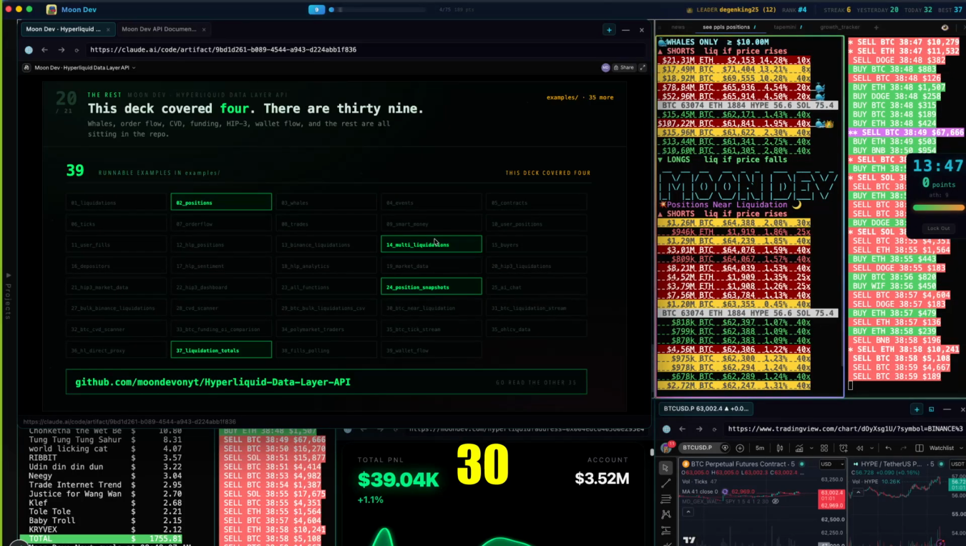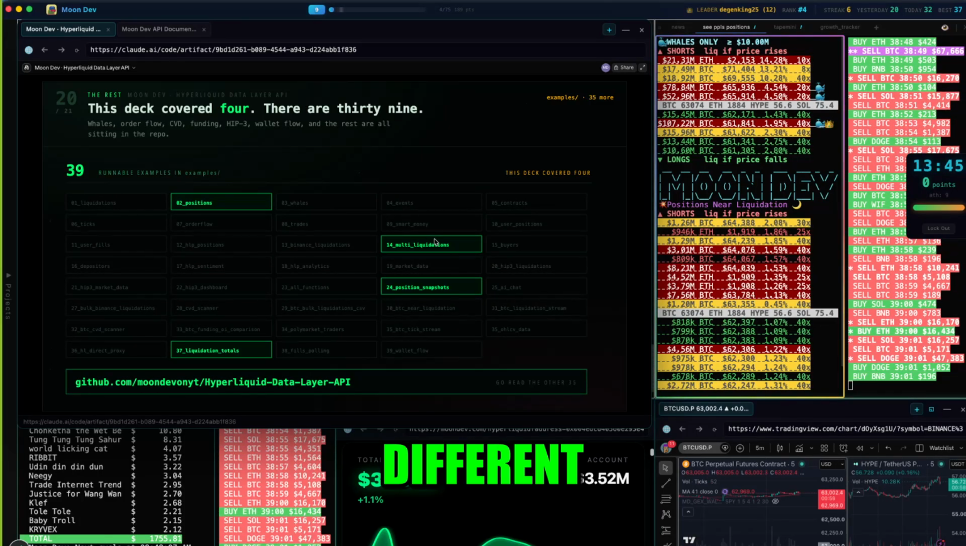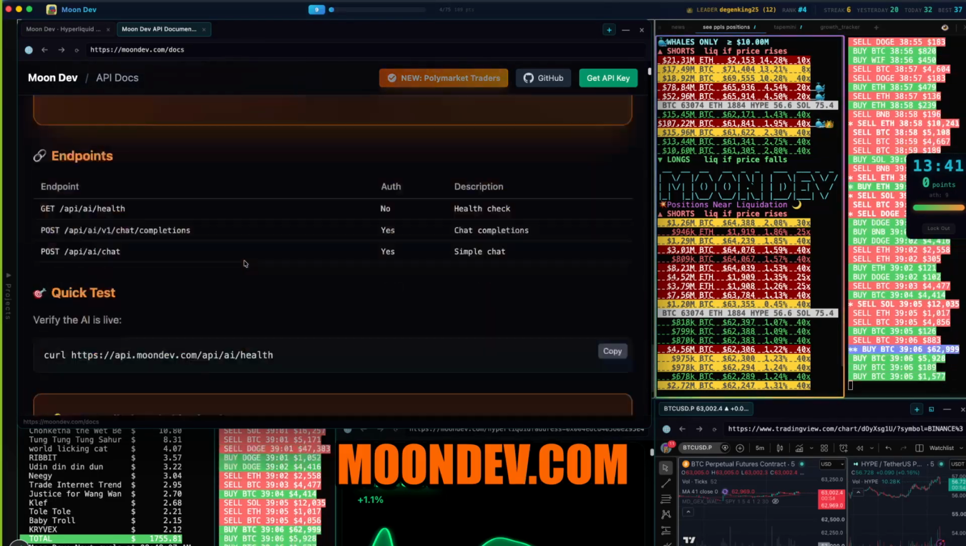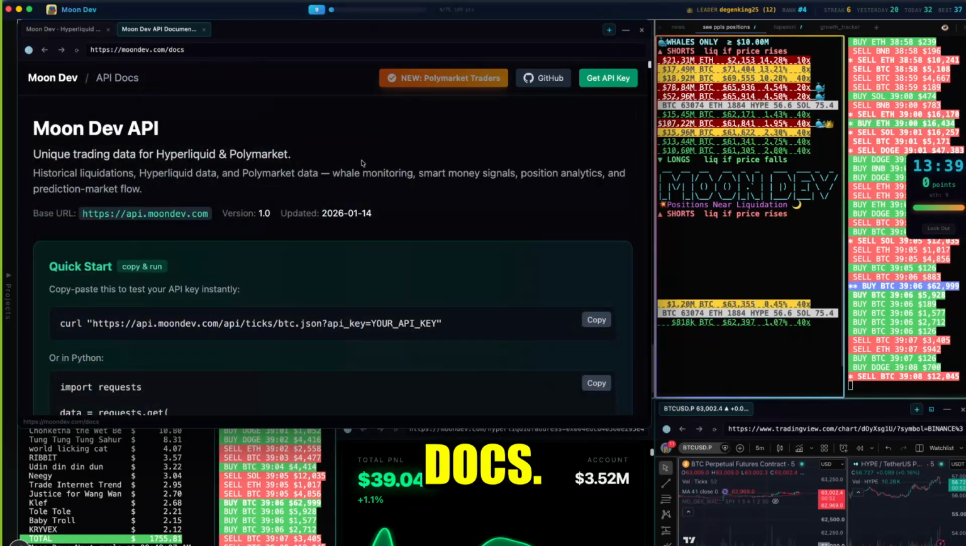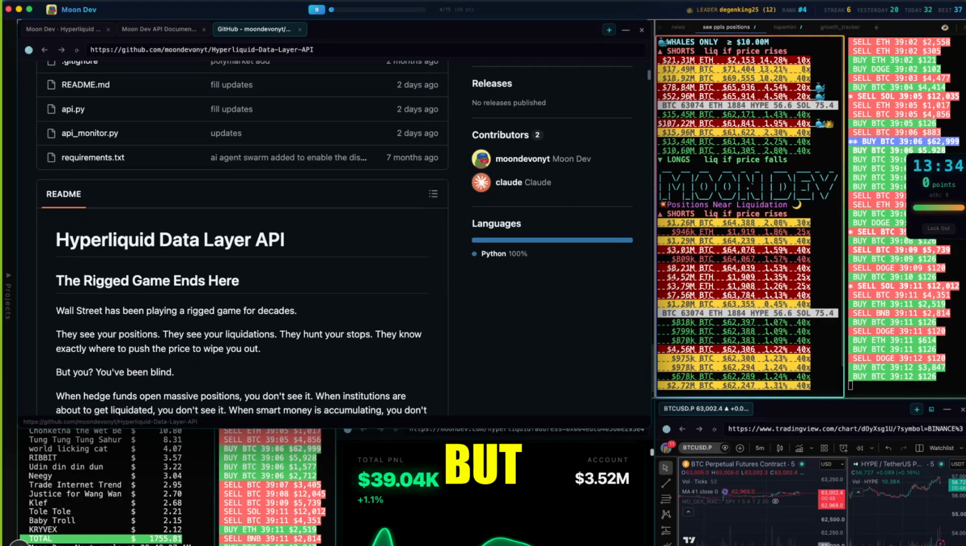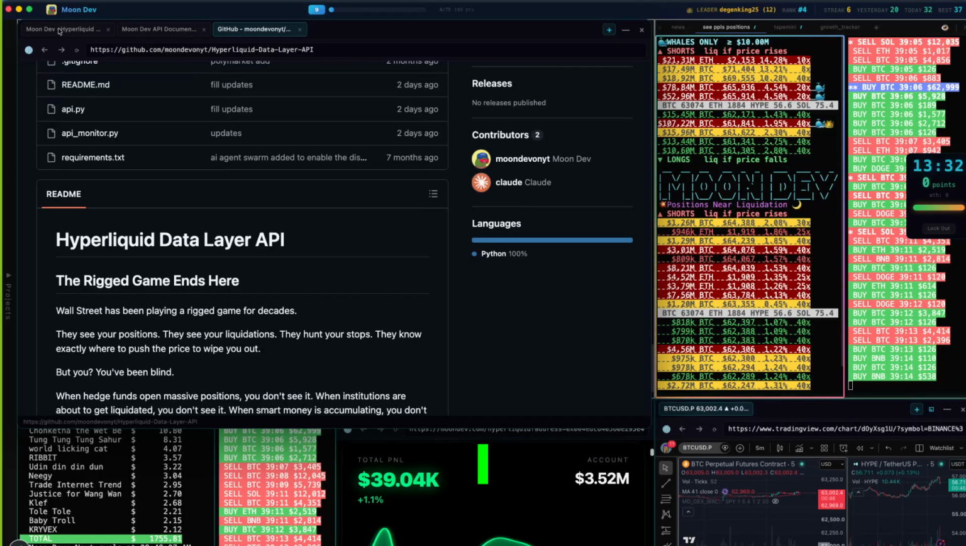These are 4 of the 39 different calls. You can read about the Moondev API if you'd like. It's all here, moondev.com/docs, and then the GitHub is right here. So the GitHub has a ton more examples, but you can see how, you know, I had a simple problem.